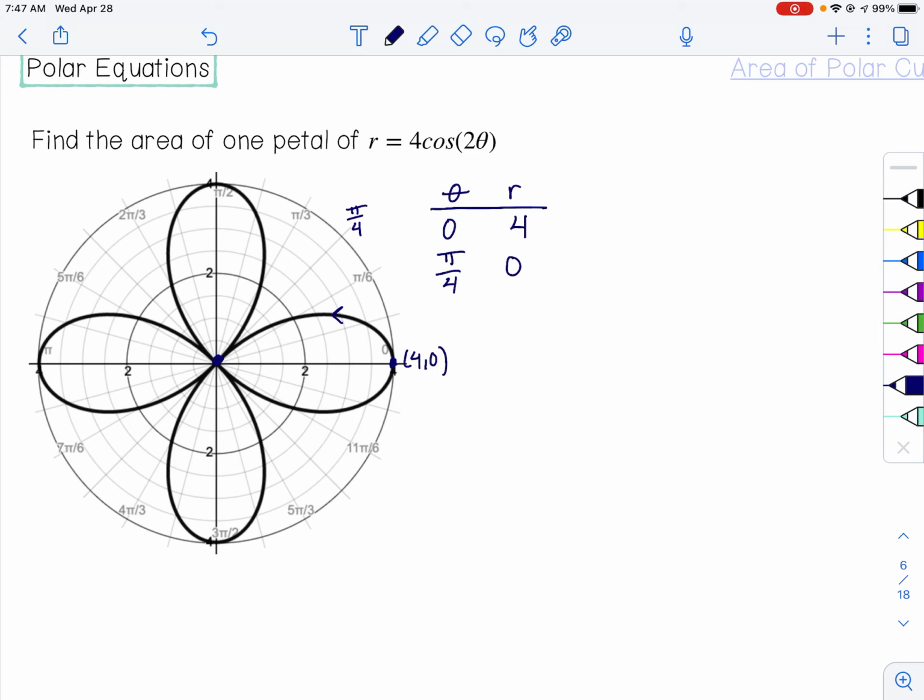And then if I move back out, say I plug in pi over 2, right? That gives me pi. That's going to give me -4. So at pi over 2, I'm down at -4. So we're going this direction. So there's a couple of different ways to do this. So when I traveled from 0 through pi over 2, right, I'm in these parts.